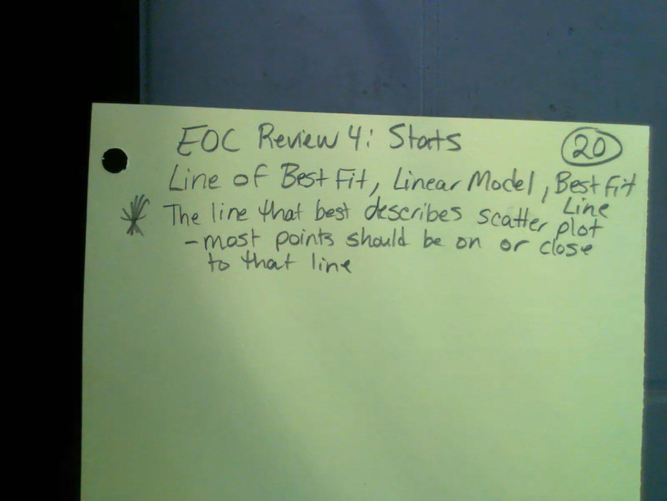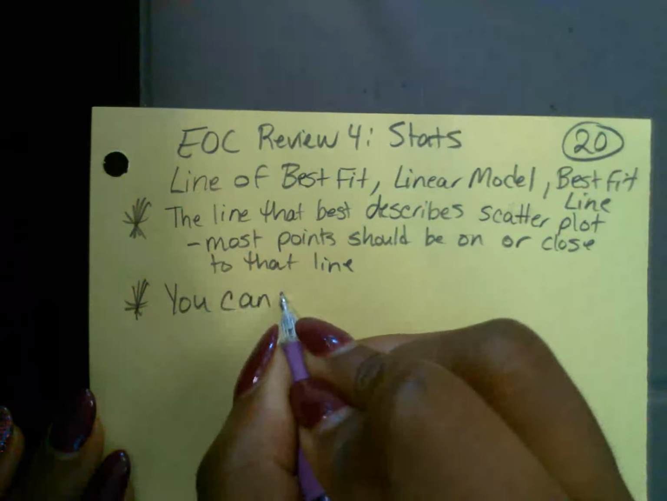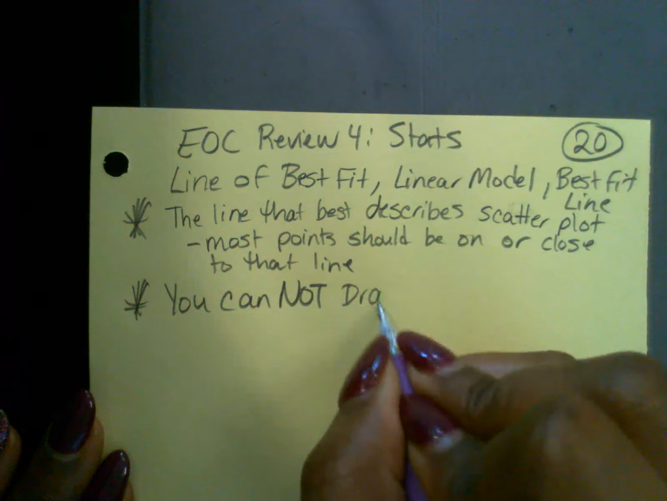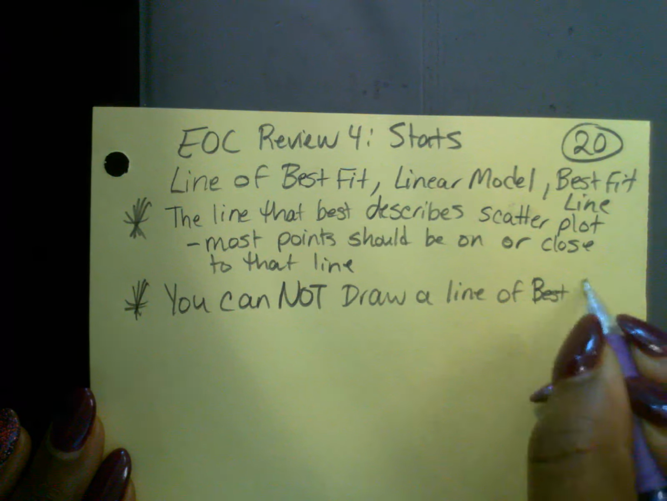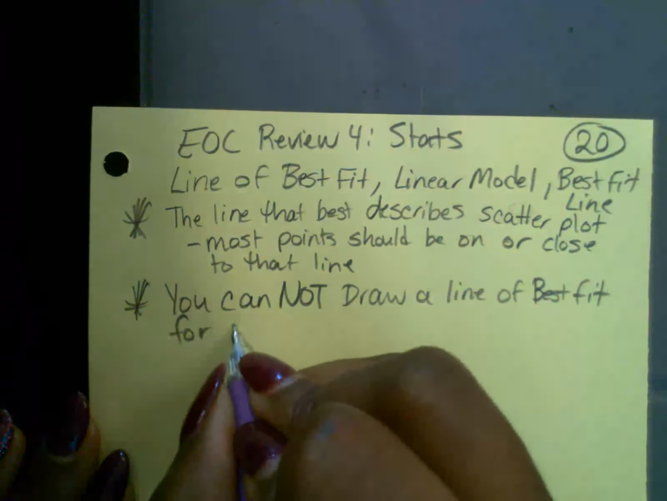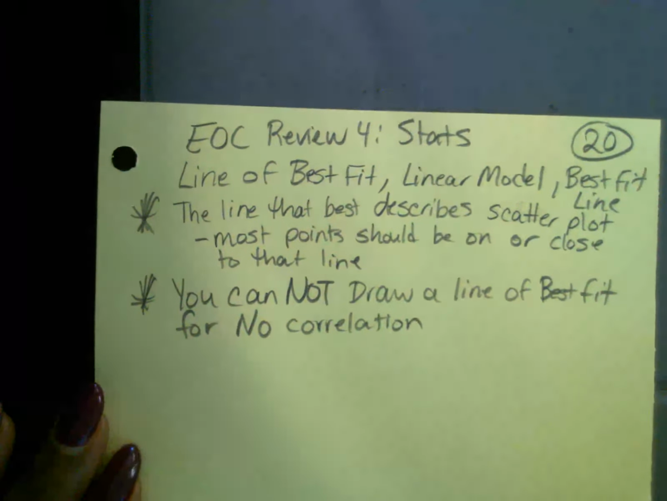Of course, if it's a positive correlation, the slope should be positive. That means the line should be going up. Negative correlation, the line should be going down because you should be in the center of where those points are located. No correlation. You cannot draw a line of best fit for a no correlation. Any questions?